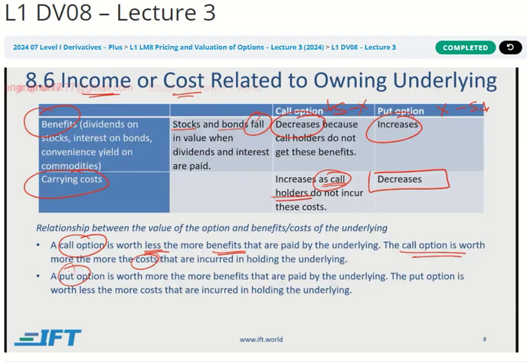A put option is worth more if the benefits are paid, because this reduces S and overall your exercise value is higher.